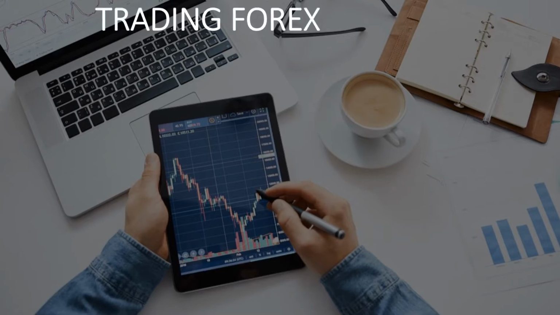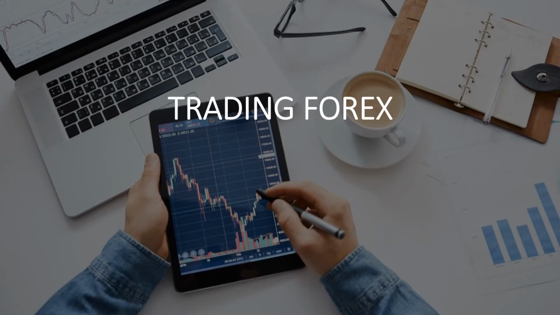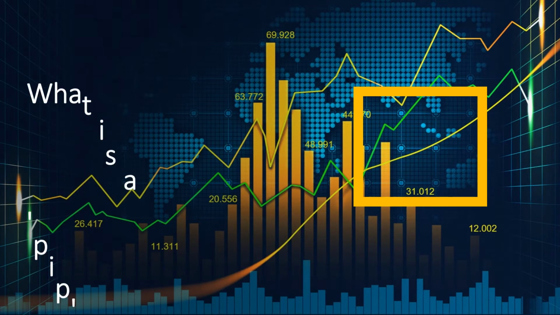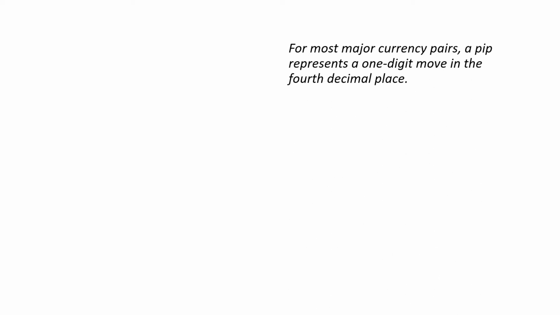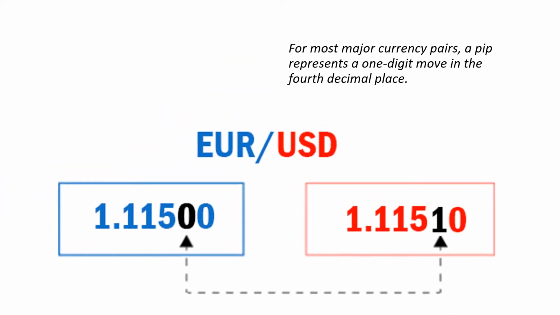Today's topic is trading Forex. Unlike share price movements, which are measured in recognizable units of currency such as pence or cents, Forex changes are measured in very small units called pips. For example, if the Euro's United States dollar price moves from 1.11500 to 1.11510, that 0.0001 United States dollars rise in value represents 1 pip.